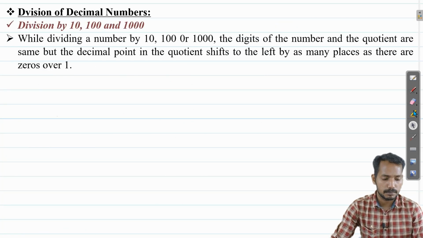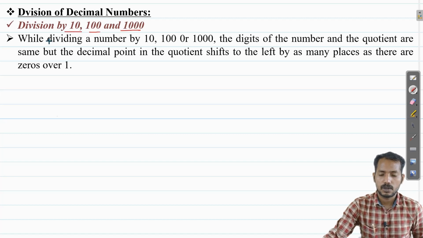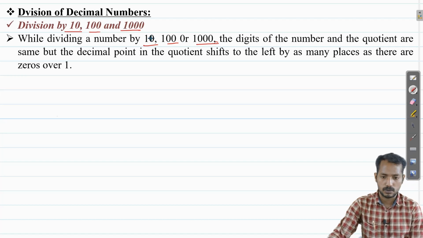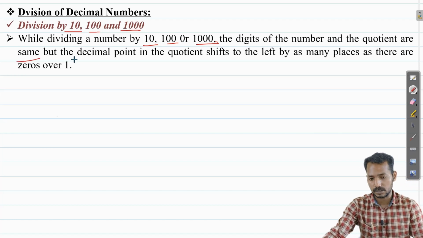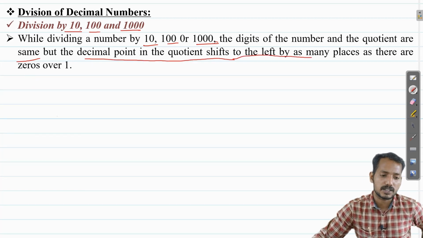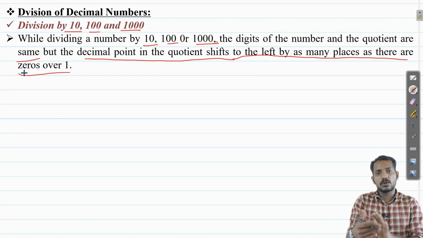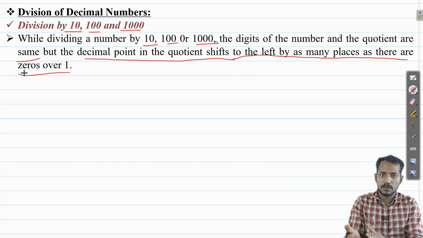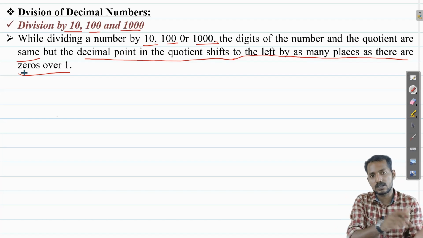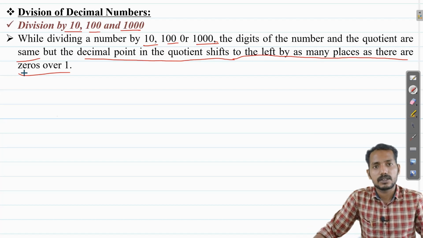Okay. Now let's move to the division of the decimal numbers. How to divide a decimal number by 10, 100 or 1000. While dividing a number by 10, 100 or 1000, the digits of the number and the quotient are same as in case of multiplication. But the decimal point in the quotient shifts to the left by as many places as there are zeros over 1. Very simple. Just the reverse of the multiplication. In multiplication, we have to shift the decimal point towards right, here towards left. Only that is the difference between multiplication and division.